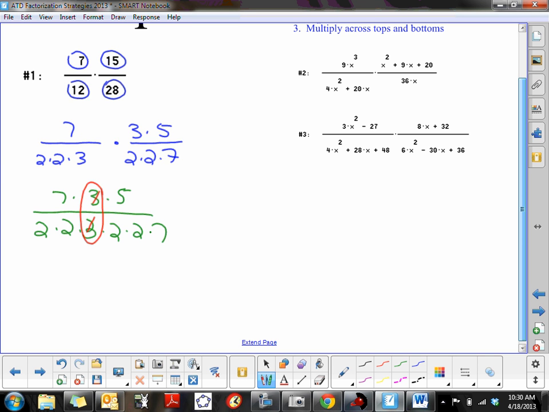Are there any other common factors? 7 and 7. So that's an equivalency of 1. We can reduce it. Are there any other common factors? Once you've eliminated all your common factors, you multiply across your tops and across the bottoms, numerator and denominator. So it's just 5 over 2 times 2 is 4, times 2 is 8, times 2 is 16.